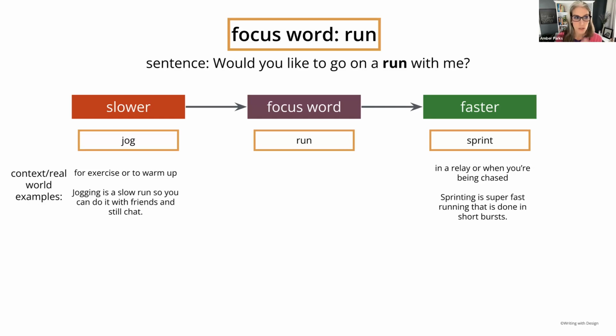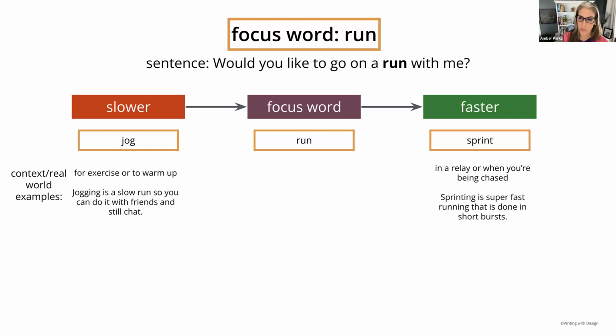Versus with a sprint, what's the context? What's the real world examples for a sprint? Well, that's when you're in a relay or you're being chased, quite honestly, right? That's about when I like to sprint, if I'm being chased by something, right? And so it's a lot faster, right?